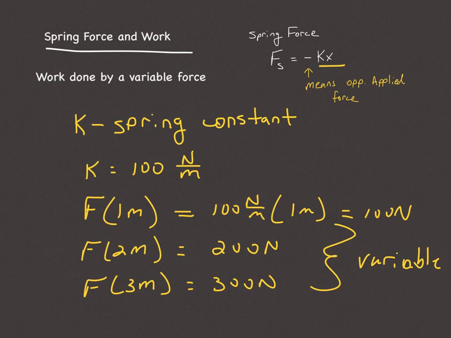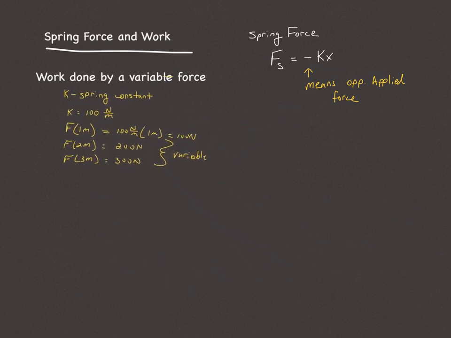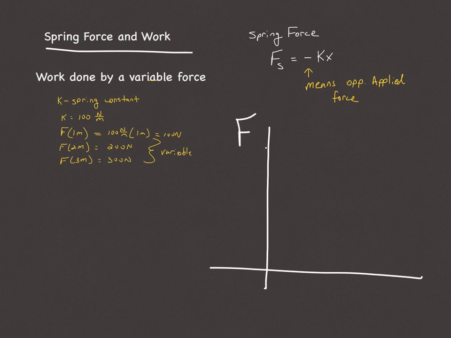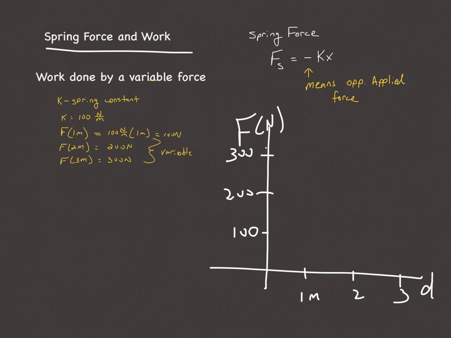So what would the data look like on a graph here? If I exerted a force of 100 newtons, that would stretch or compress 1 meter, right? 200, 2, 300, 3. So if we plotted that out, 1, 2, 3, we would get a linear graph. That should be linear.